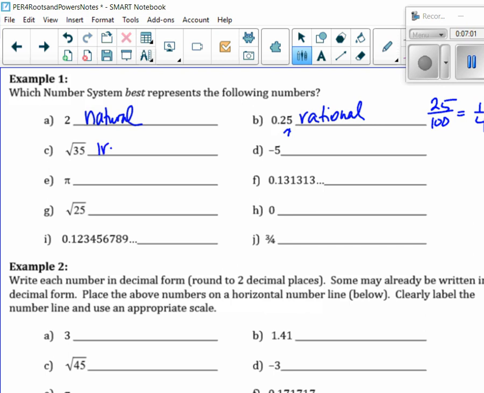Irrational. If you actually were to evaluate the square root of 35, you would get a number that has no repeating nature and it doesn't end, right? Okay, what about -5? Integer. Very good. Pi? Irrational. So these should be some easy points on a test, right? Like just kind of trying to figure out what these numbers are.